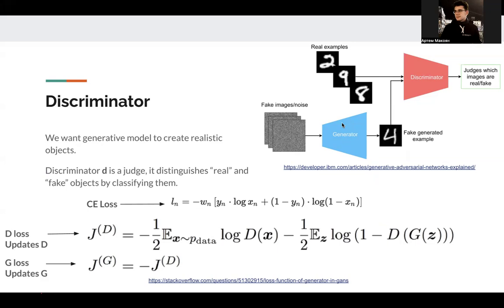At the end, we will obtain two good models: first, a generator that can generate good fake examples, very similar to real examples, and a discriminator that can distinguish them. And then we will use only the generator, of course. We don't need the discriminator in most cases.